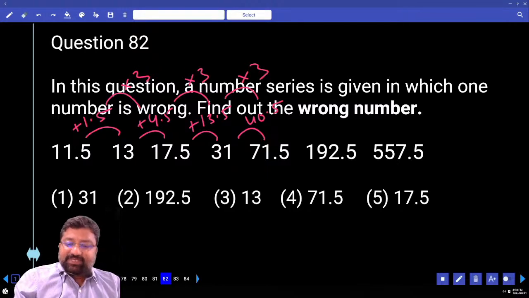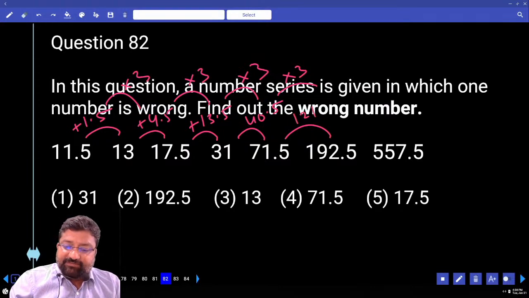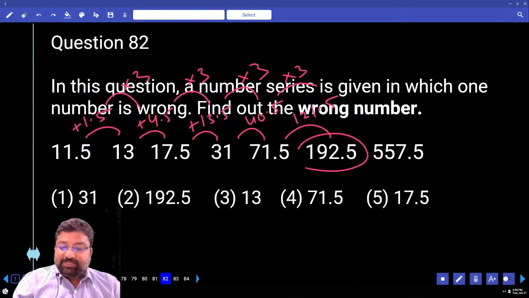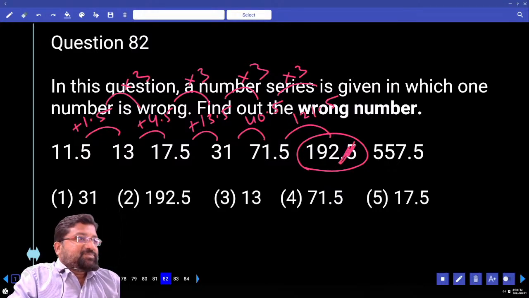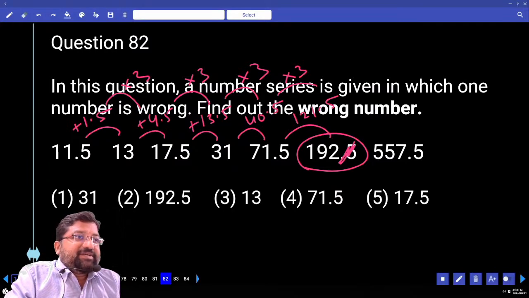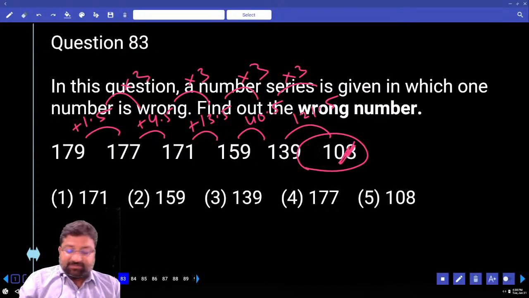What should this be now? Come on, 40.5 into 3: 40 threes are 120, 0.5 into 3 is 1.5. This becomes 121.5. Right? 71.5 plus 121.5, you will not get this decimal number. So which is your wrong number? It should have been 193. Is this clear?